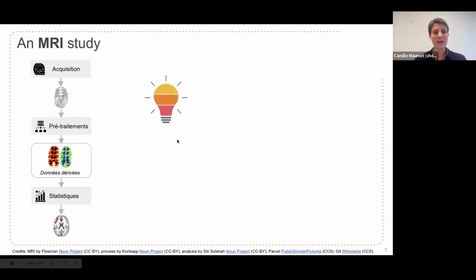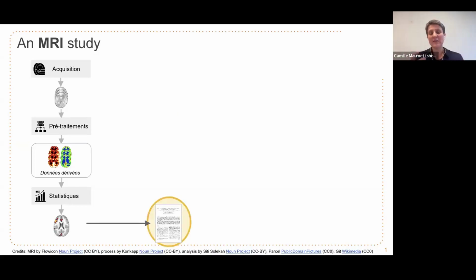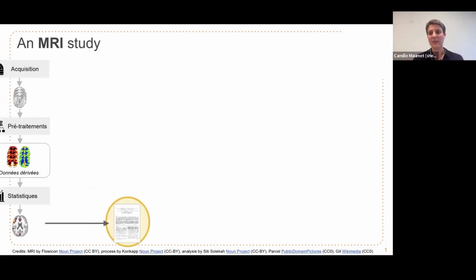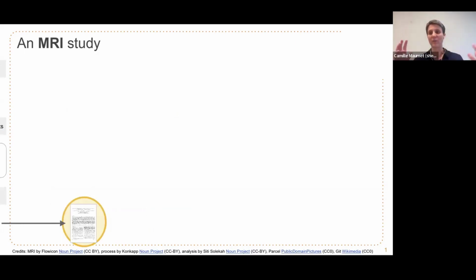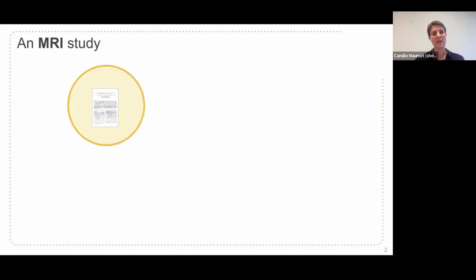So maybe we're happy with what we found. This is our research, and we have this finding we're really excited about. But then if we think about how we're going to share that with the community, it's no surprise that we're going to write a paper. And then the paper is the only thing that is going to remain of that whole nice study, because that's what we're going to give to the community.